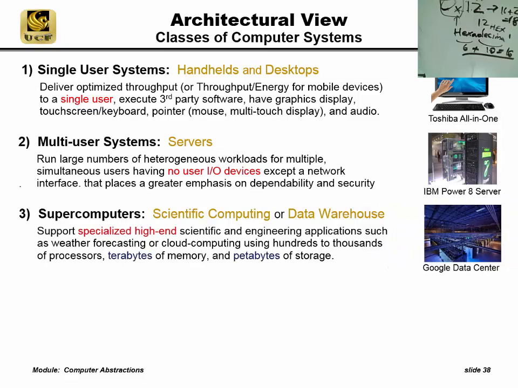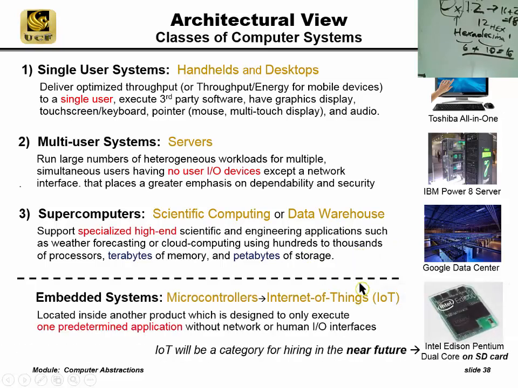Supercomputers are the next level up in the echelon of complexity. Supercomputing is the data crunching side, and data warehouse is the data storage side. These are highly specialized, with very minimal front end, but they're all about crunching bits. And then we have embedded systems. Embedded systems have some elements of all of the other three components.